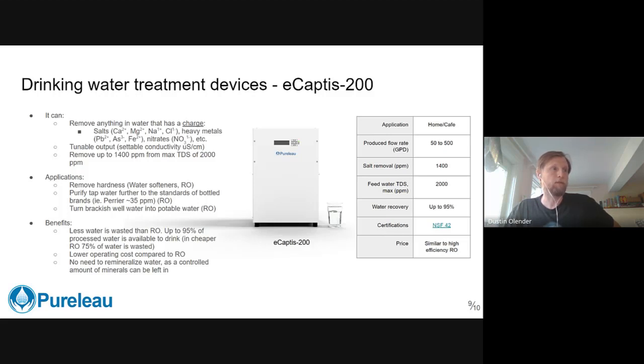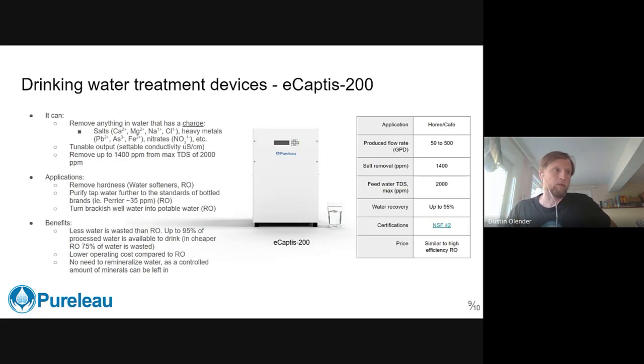Yeah, so benefits, obviously much less water wasted than RO. Up to 95% of the processed water is available to drink. Typically it depends a lot on how much salt you want to remove, but an 80% water recovery is not unusual. It has a lower operating cost compared to RO. So that's just generally speaking, lower energy, fewer filter replacements, that type of thing.